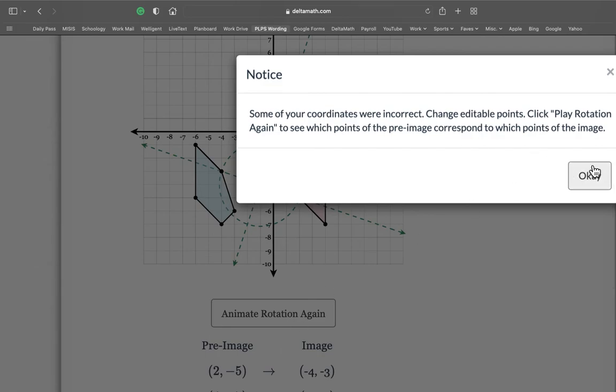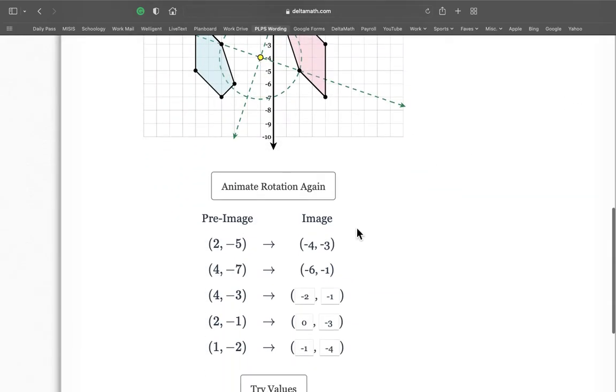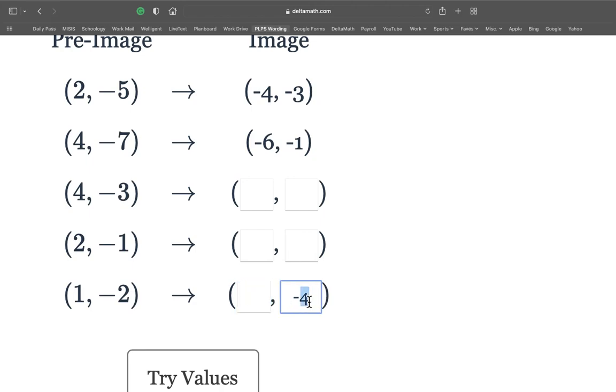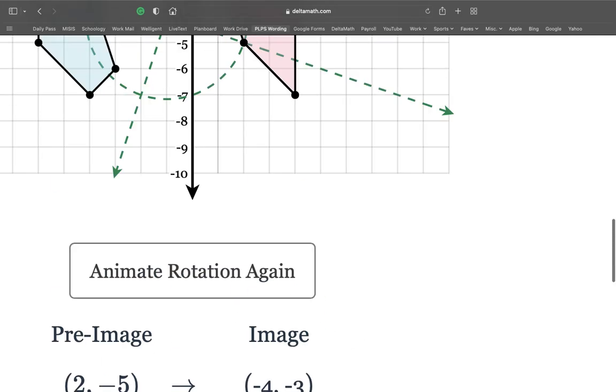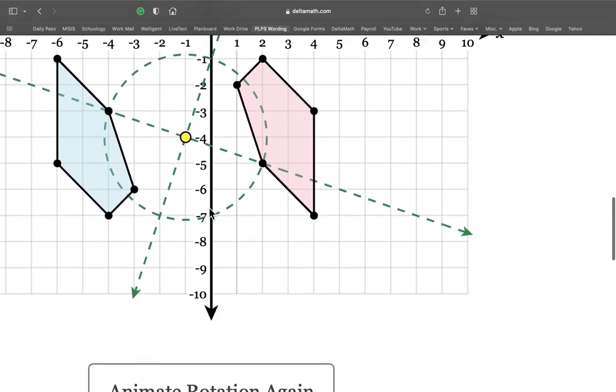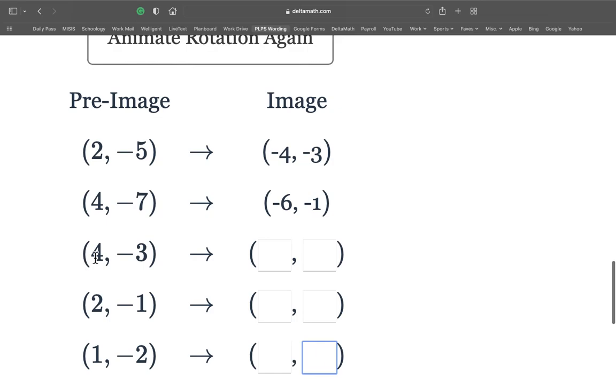You're incorrect. So, kiddos, these three are not correct. Even though there is a pattern, the fact that our yellow point, our center of rotation, is not at the origin here means there is no pattern. So we have to find them one at a time.